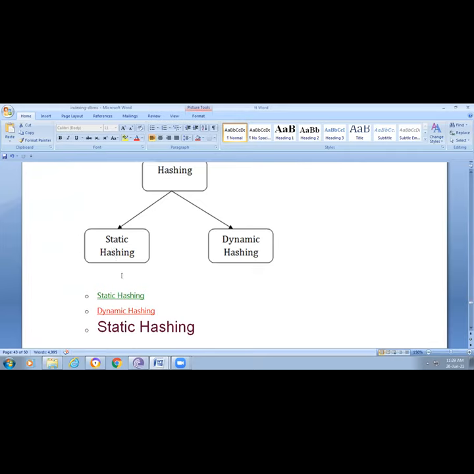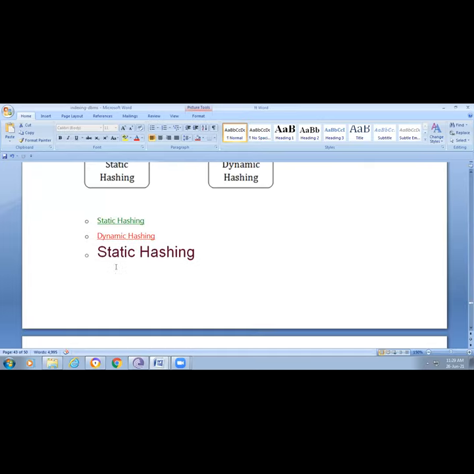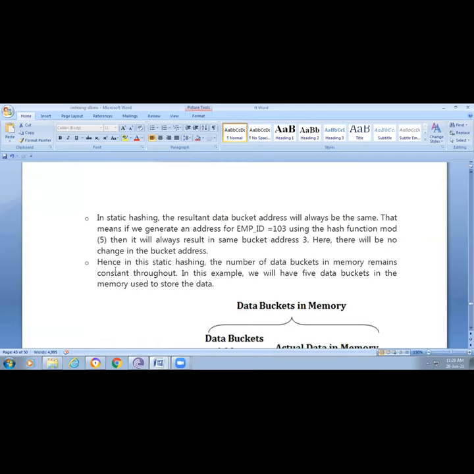So that is nothing but static hashing. Another one is dynamic hashing. In the case of static hashing, as the name implies, there is no change. In static hashing, the resultant data bucket address will always be the same. So nothing but here, the bucket address is not changed. Once we specify one, the data will be stored in that one only. So there are no changes that occur.